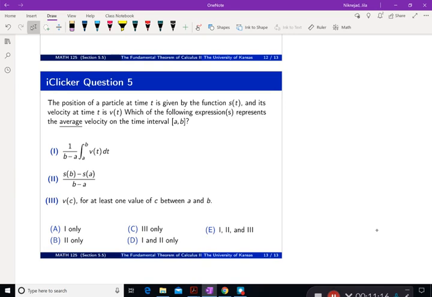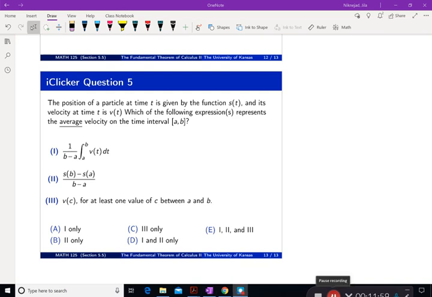Question 5. The position of a particle at time t is given by a function s of t, and its velocity at time t is v of t. Which of the following expressions represent the average velocity on the time interval a to b? The first one reads 1 over b minus a times the integral from a to b of v of t dt. The second one is s of b minus s of a over b minus a. The third one is v of c for at least one value c between a and b.